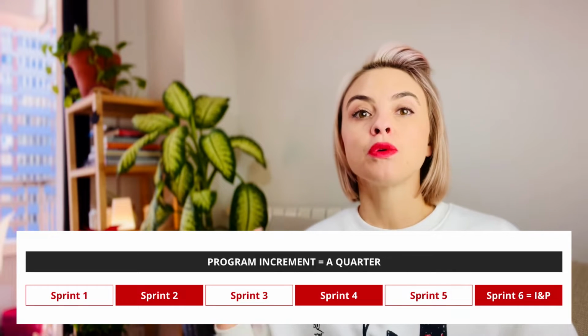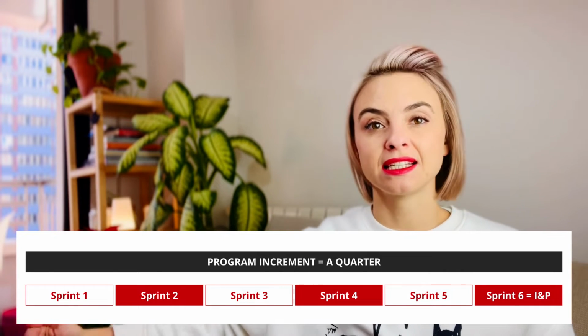Which means we are planning for the next 6 sprints. 6 sprints of 2 weeks, which basically makes up a quarter, 3 months. What problems does it solve?